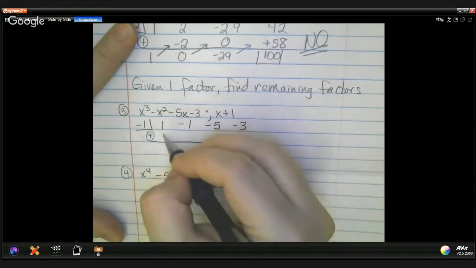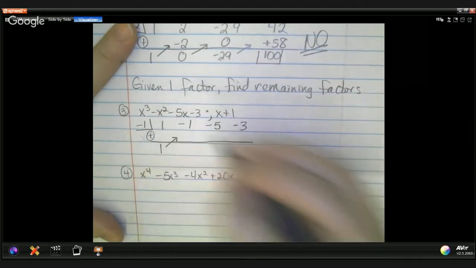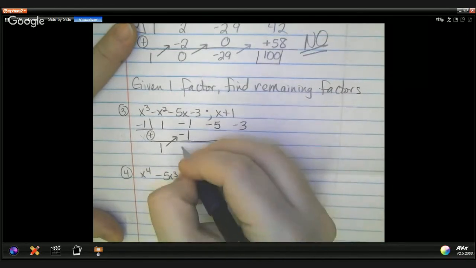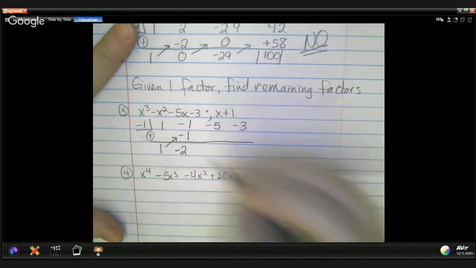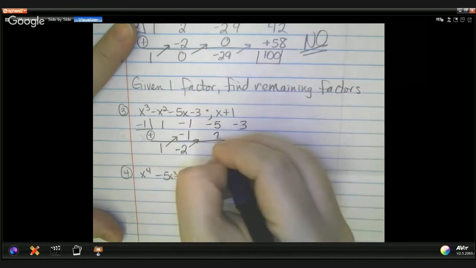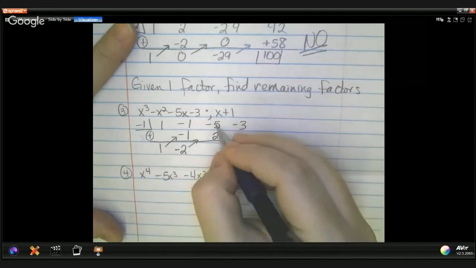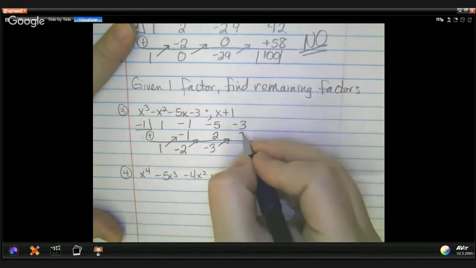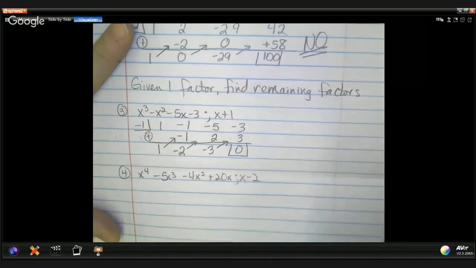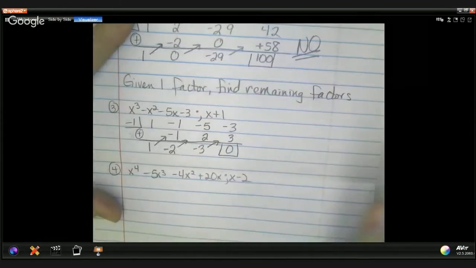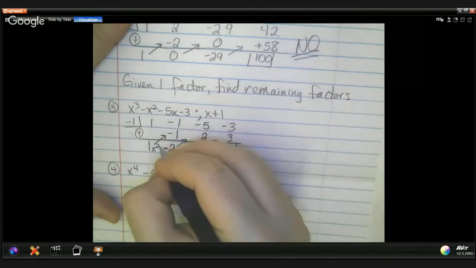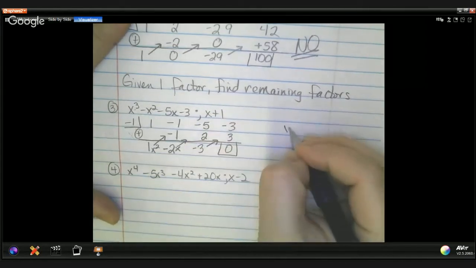1 plus 0 is 1, multiplied by what's in the box. -1 plus -1 is -2, multiplied by what's in the box, which is 2. -5 plus 2 is -3, multiplied by what's in the box, which is 3. So my remainder is 0. So now remember, I started with x to the 3rd, so my answer starts with x squared and then an x. So this is what I have.